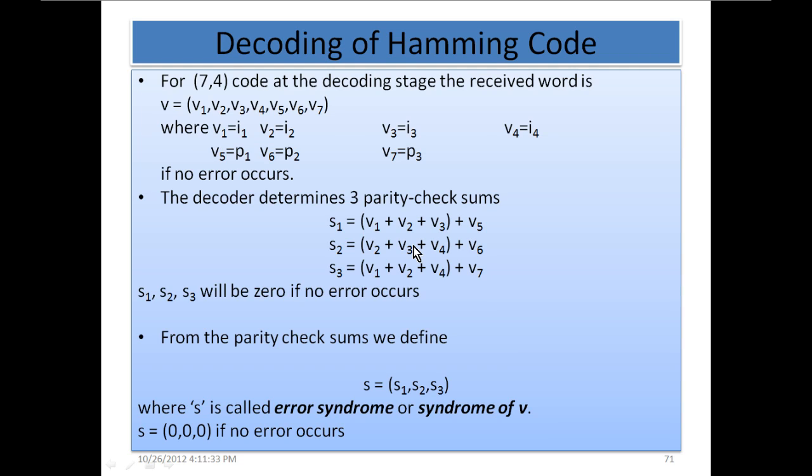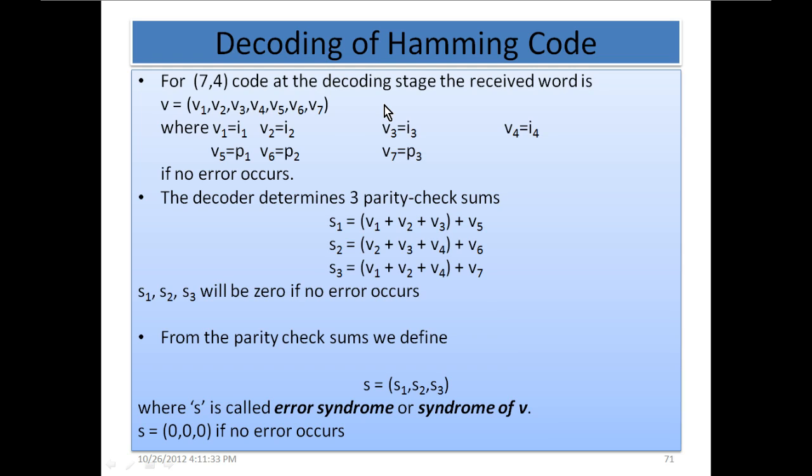Now, decoding of Hamming code. For the 7,4 code, at the decoding stage, the received word is V equal to V1, V2, V3, V4, V5, V6, V7. What we are saying is that the received code word C is replaced by this V, where V1 is equal to I1, V2 is equal to I2, V3 is equal to I3, V4 is equal to I4, V5 is equal to P1, V6 is equal to P2, and V7 is equal to P3.